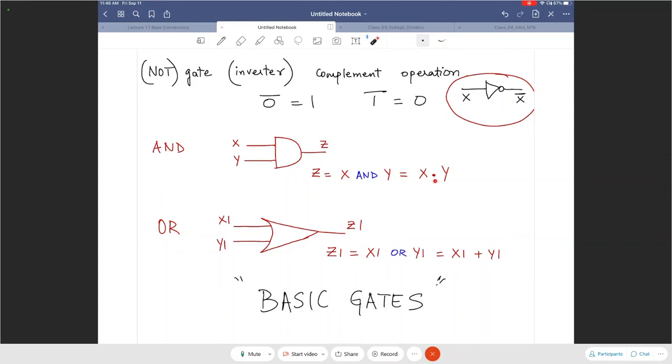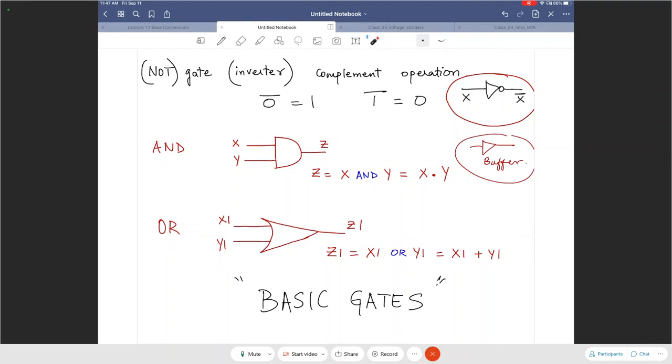The triangle, if it doesn't have any bubble, that indicates a buffer. More about a buffer later on. So it doesn't change the logic. It actually benefits in solidifying a logic level. More about the buffer later on. So that's your AND gate, symbol expression.